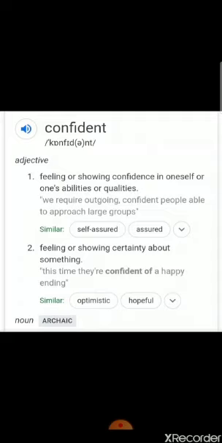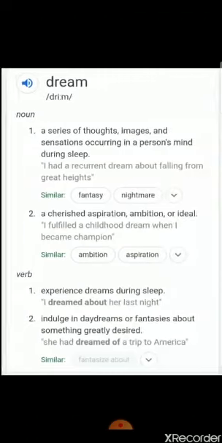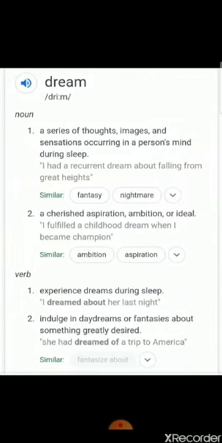So dream, all of you know what is the meaning of dream. Yeah, a series of thoughts, images and sensations which is happening in a person's mind during sleep. That is what is called dream. All of you know it.